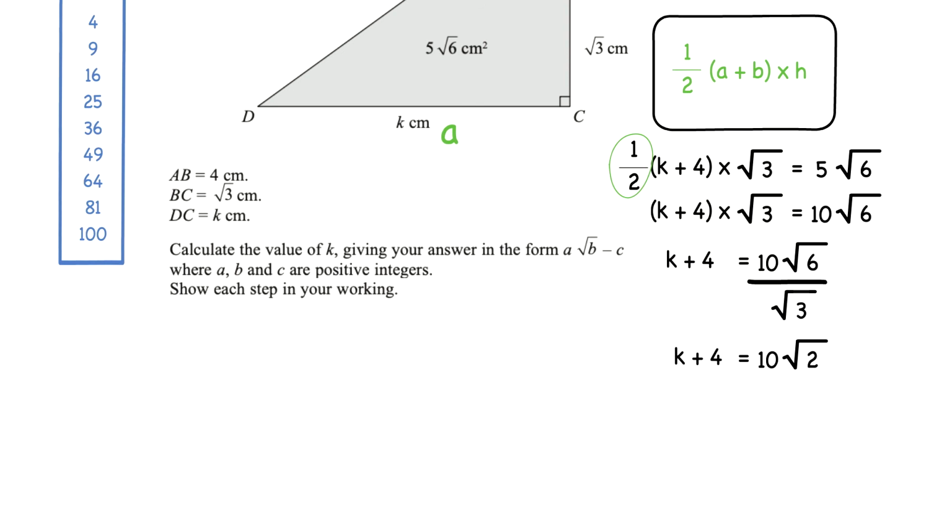We can then move that 4 onto the right hand side, and remember we do the opposite to what it was doing before. So instead of adding a 4 on the left hand side, we're going to take away the 4 on the right hand side.